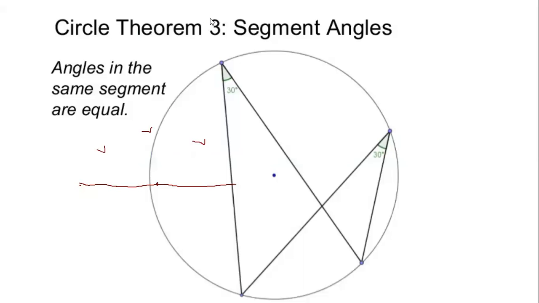Then the other property is the property for segment angles. So angles in the same segment are equal. So for example, this is a chord here. So these angles all are subtended from the same chord and in the same segment. So that's why this angle here is 30, and also this angle is 30 degrees, because the angles lie in the same segment, as you can see there.